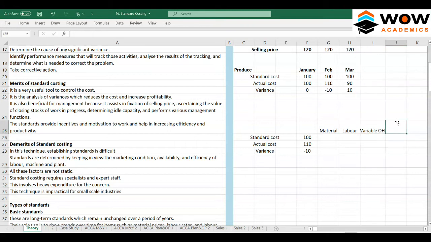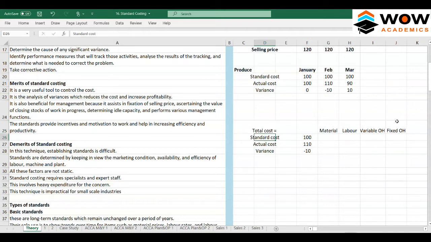So these things should be and can be shown. Even fixed overheads, we can show fixed overheads. So the total cost of the product, we can show a split, and then it would be much more useful.